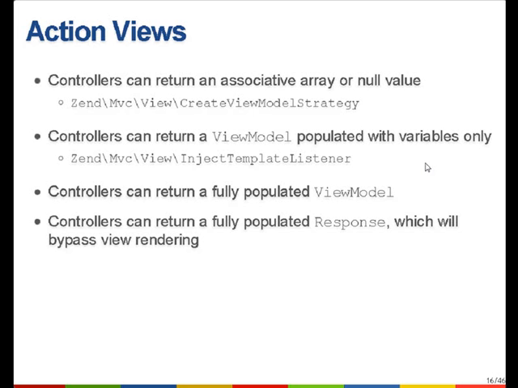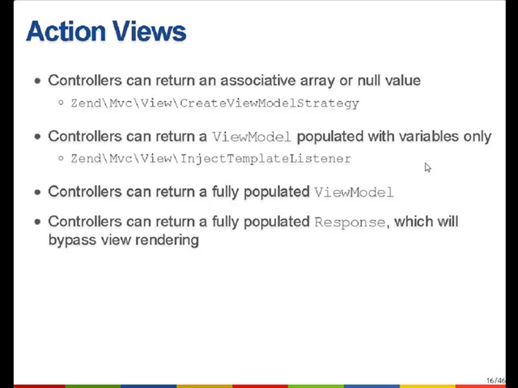So the way that we set this up is we said, okay, what are the different ways that we can enable this and make it simple for end users? So one of the things you can do is simply return an associative array or a null value. Return a null value, and the create view model strategy will create an empty view model basically for the content. And later on, we'll also populate that with a template. So it will just render the template with no substitutions. If you pass an associative array, it's going to create a view model and give it that associative array as the variables that it contains, so the ingredients for your view. So that's the create view model strategy.